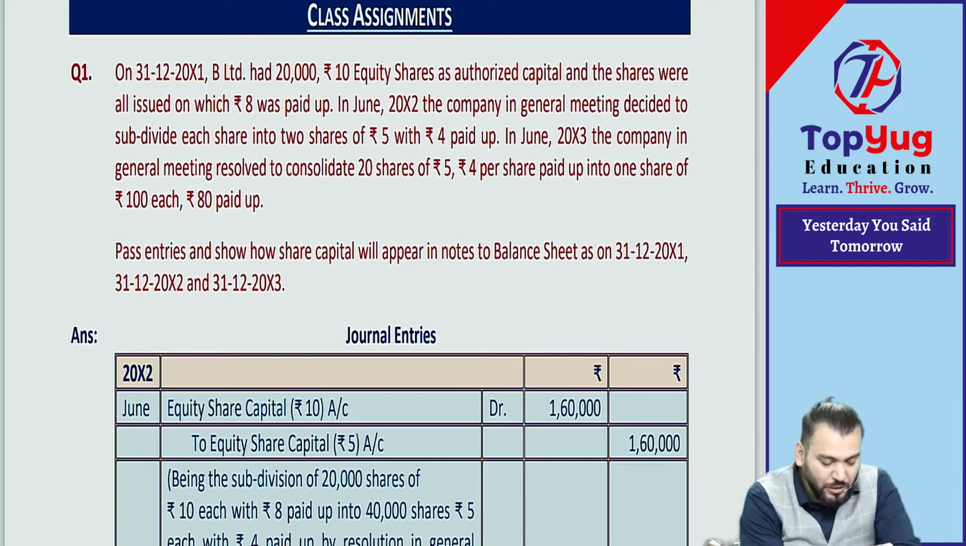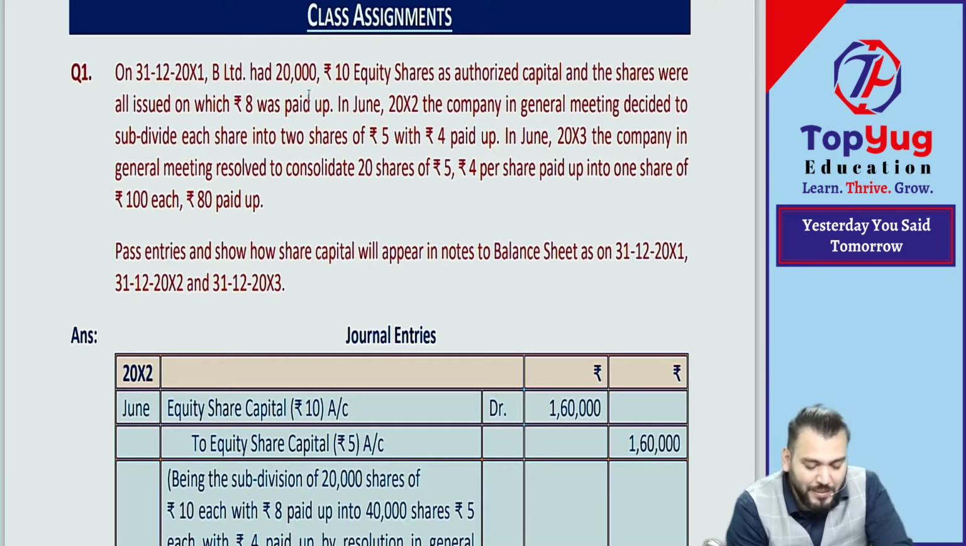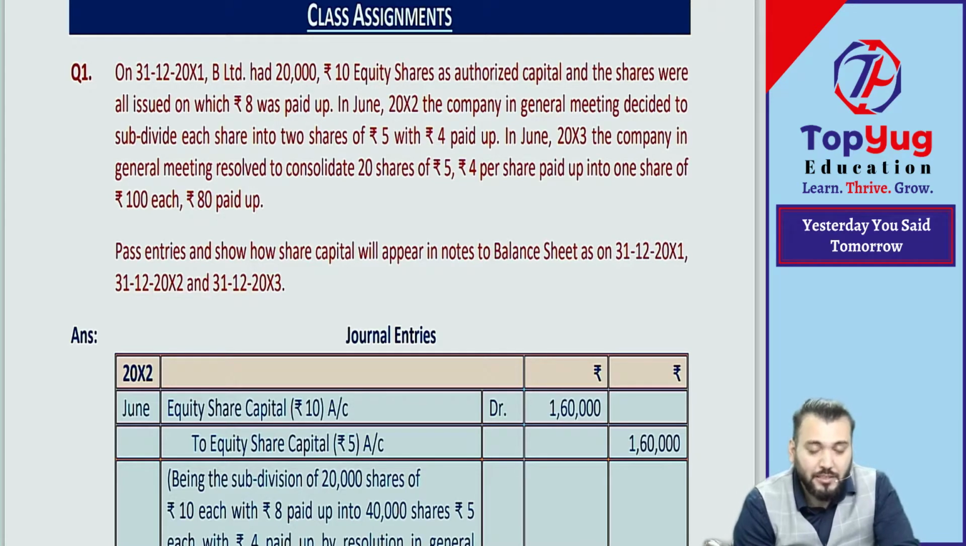On 31st December 2001, a company was limited at 20,000 equity shares of rupees 10 each as authorized capital, and the shares were all issued on which 8 was paid up. So 20,000 equity shares of rupees 10 each, in which 8 rupees was paid up. In June 2002, the company in general meeting decided to subdivide its shares into two shares of rupees 5 with 4 paid up. Means one share will be subdivided into two. So 10 will become 5 and 8 will become 4.